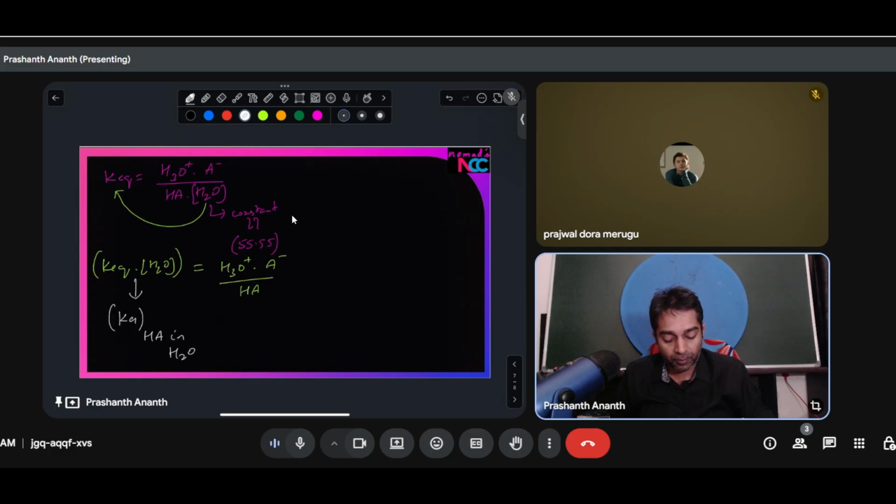The "in water" part is usually neglected. We do not bother mentioning it, because we assume it is always in water. But in some cases, they can change it from water to some other system also. We'll talk about that in a bit. So Ka in water is generally assumed over here. It is called the dissociation constant for this weak acid HA.